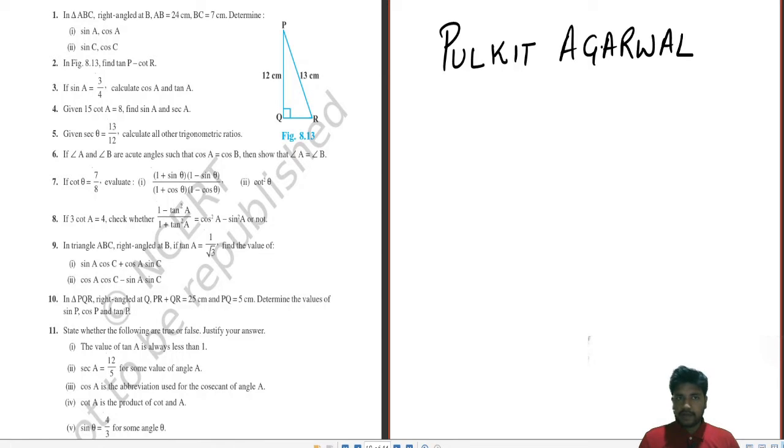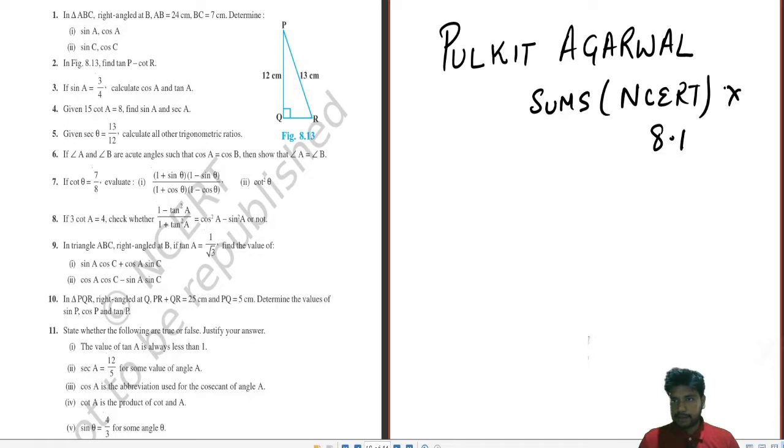And today we will be discussing the sums on the topic taught before. We will do the sums on NCERT chapter 8.1 class 10. Basically we will be discussing the sums timely and with due respect so that you can also solve one of the type of sums.